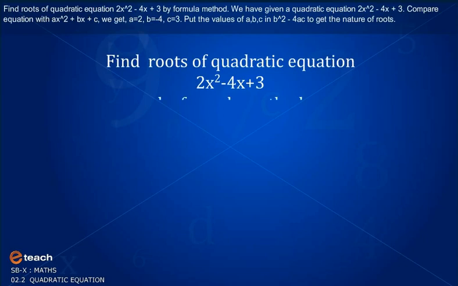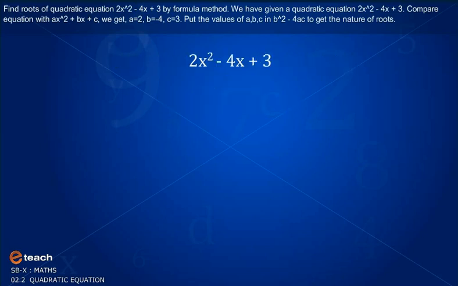Find roots of quadratic equation 2x square minus 4x plus 3 by formula method. We have given a quadratic equation 2x square minus 4x plus 3. Now compare the equation with ax square plus bx plus c. We get a is equal to 2, b is equal to minus 4 and c is equal to 3. Now put the values of a, b, c in b square minus 4ac to get the nature of roots.